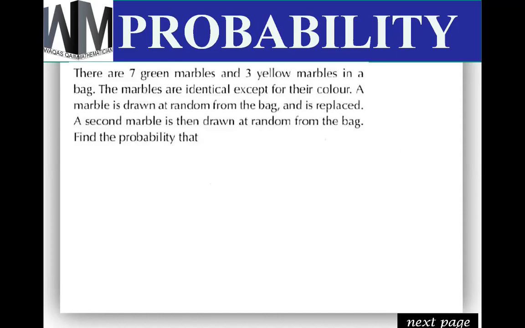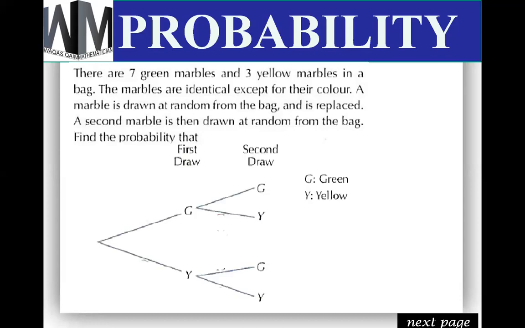Now here we have one example that there are 7 green and 3 yellow marbles. Total there are 10 marbles, and we are going to draw 2 marbles one by one from the bag. We first draw the first marble, then replace it, and then draw the second marble. Now we are going to draw the tree diagram of this one. So the tree diagram will be this. Any confusion with this tree diagram?